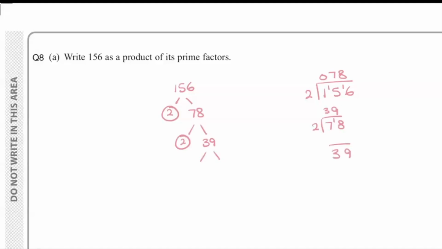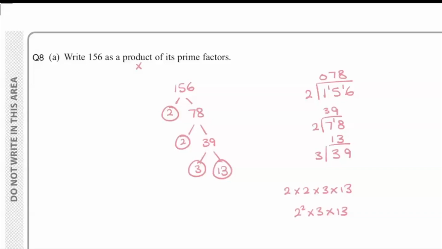We can just show it, just so you see it. 3's into 3 go 1, 3's into 9 go 3. So it's 3, and 13 is a prime as well. So those are all my prime numbers. I have to write it as a product. Product means times. So we finish it off with 2 times 2 times 3 times 13. Or you could write it like this, and that's absolutely fine as well.